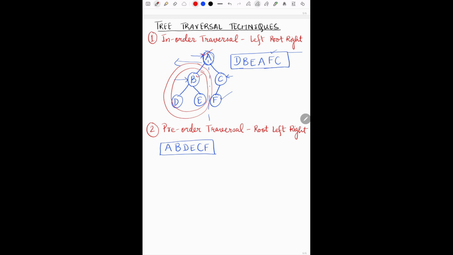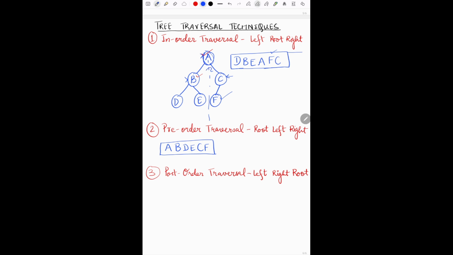Now the third type of traversal is known as post-order traversal. In this, the left child or the left subtree is traversed first, followed by the right child or the right subtree, and the root is traversed at the end. So let's see what the post-order traversal of the same tree will be.